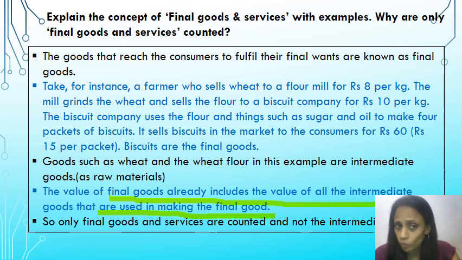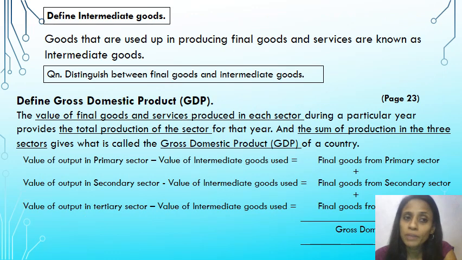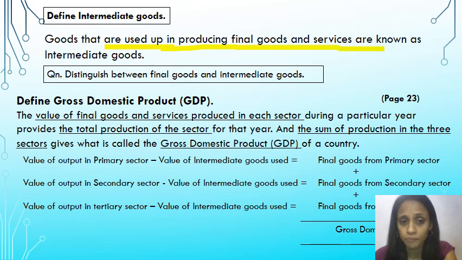So what kind of question can we expect from this paragraph? Define or explain the concept of final goods and services with examples, and very important, why are only final goods and services counted? As we know the meaning of intermediate goods, it is very easy to define the term. Goods that are used up in producing final goods and services are known as intermediate goods. That means the goods which are completely used up in producing final goods and services.